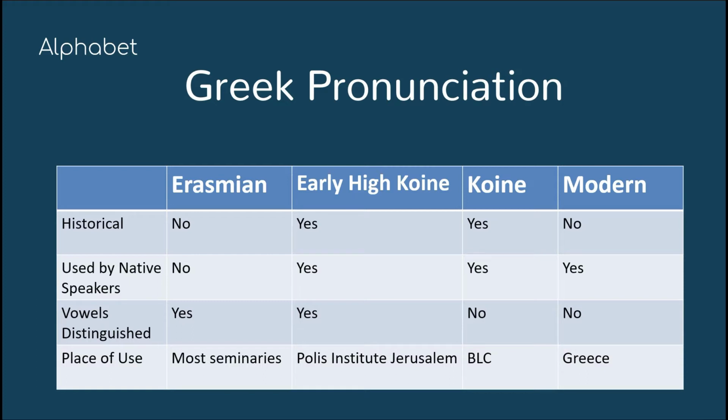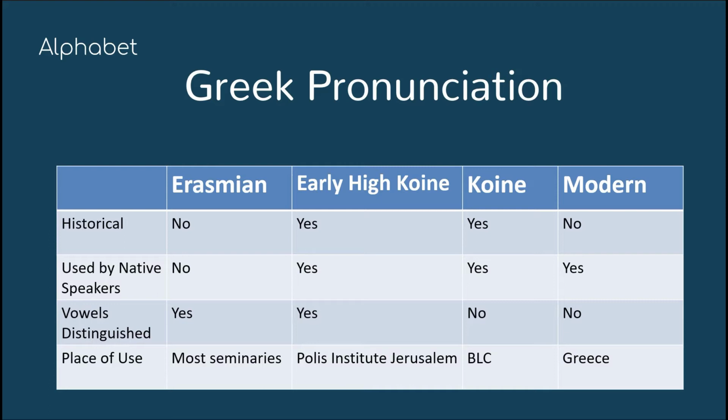This system was developed in the 16th century by Erasmus. It is not historical in that Koine Greek speakers never spoke using the pronunciation, nor have any native speakers of Greek ever used the system. The advantage is that the main vowels are distinguished from each other, making it easier to learn, and that most seminaries still use this system.